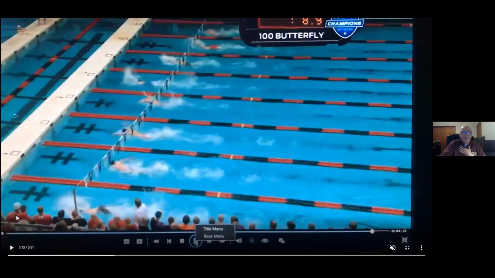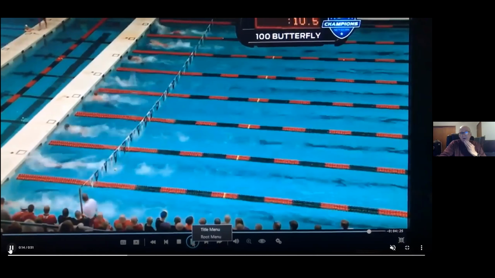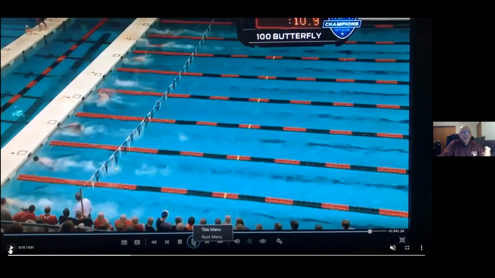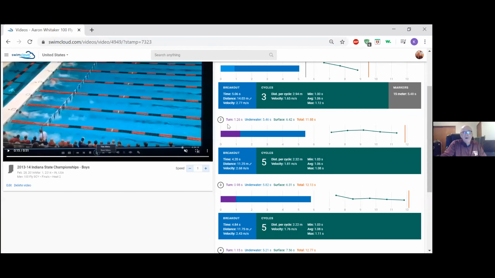The way we measure turns on the software is from hand touch right here to foot push right here. And we'd like these turns to be around 1.0 or under if possible. And this turn was 1.26, so not real fast. He was underwater part of it, so not the best. But the 1.0 is just a good measuring stick, so you can work on that and you can see it. And I'll talk about some drills on how to do that later.